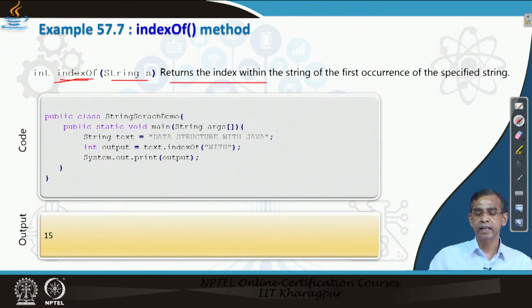It basically returns the index within the string of the first occurrence of the specified string. So, what is the idea about? Suppose this is the string and this is the argument. We have to find the index from where this string occurs. Counting from 0, as you see, this is 15. That means this string occurs at the 15th index position of this string. So, this is the output.